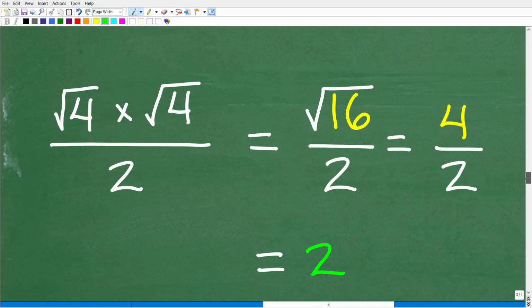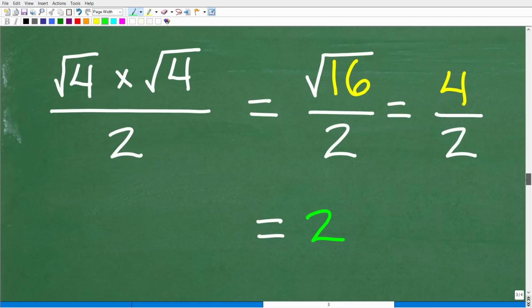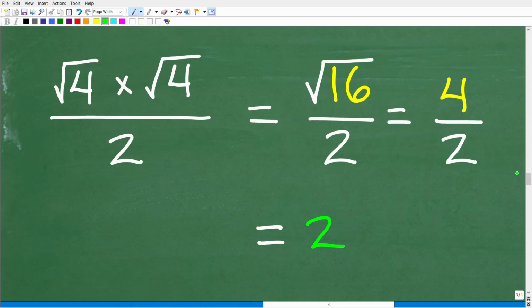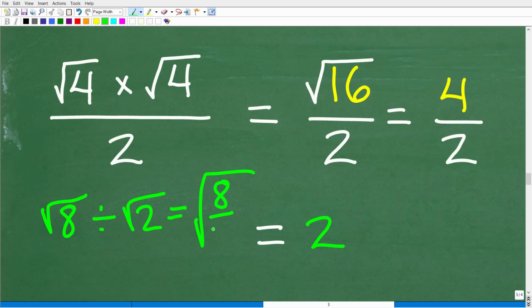And this is a longer approach, but the only reason I'm covering this is because I want you to understand another property of square roots. Now, we did talk about how to deal with the square root of 8 divided by the square root of 2, right? We have a property where we can express that as the square root of 8 divided by 2. But how do we multiply two square roots? Well, in this case, it's pretty easy. The square root of 4 times the square root of 4, we already saw that we could take the square roots of these individual numbers.